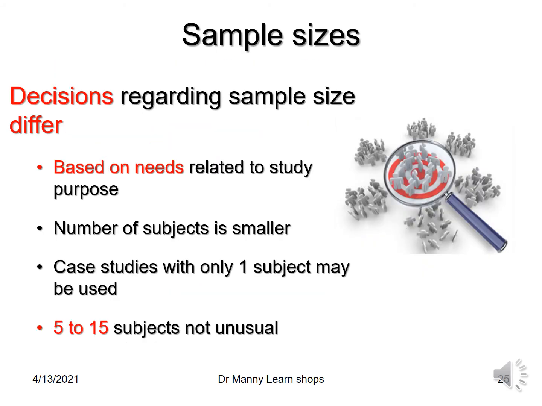So when we look at sample sizes, what are some of the decisions that you need to make regarding sample size? Because they differ. And sample sizes are basically based on needs related to the study purpose. The number of subjects, participants, recipients is typically smaller. For example, in case studies, you may only have one subject that you want to use. However, some of the experts in research, the theorists, the academics, they believe that 5 to 15 subjects is not unusual.